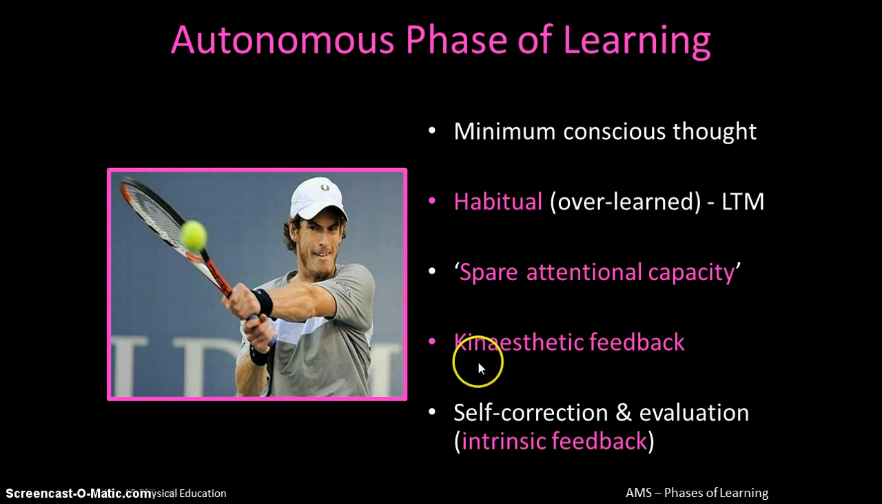This performer has very high levels of kinesthetic feedback, so they can hit the ball and they know instantaneously if they've hit it wrong or if it felt perfect. They can give themselves intrinsic feedback and possibly self-correct if they need to. So they're automatically evaluating how it went. How did it feel? So the autonomous learner is very much the end result, that natural player who looks effortless in their performance and can do the skill automatically, consistently and reliably.